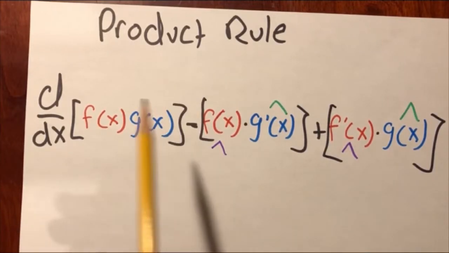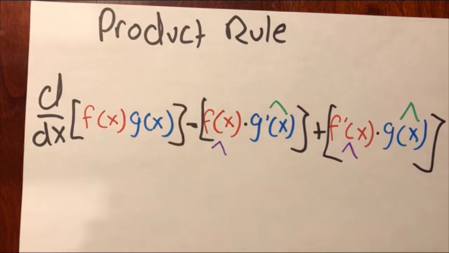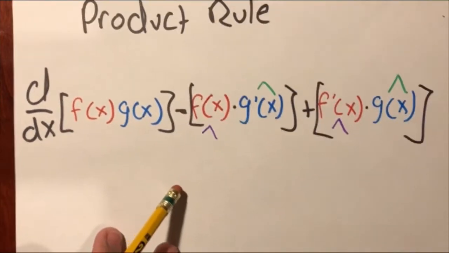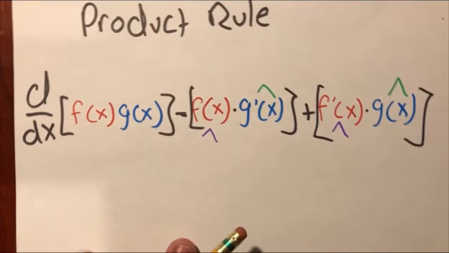We're gonna go over product rule and quotient rule today, differentiating concepts and discussing calculus. Okay, so this is the basic formula. We have f of x and g of x.